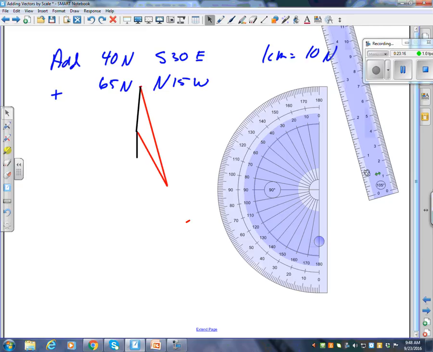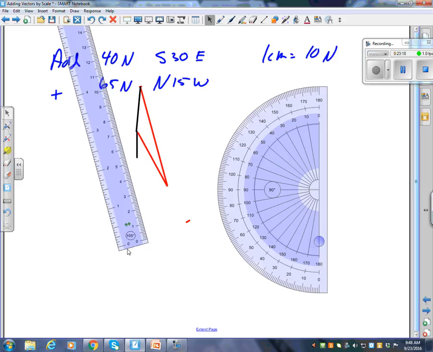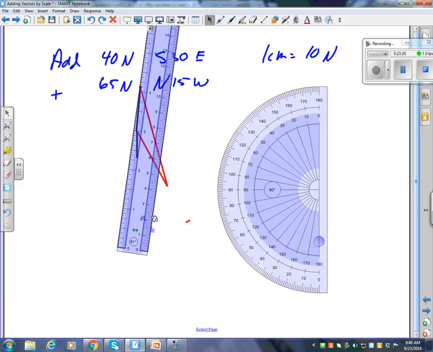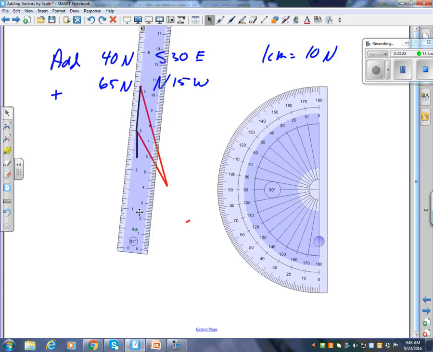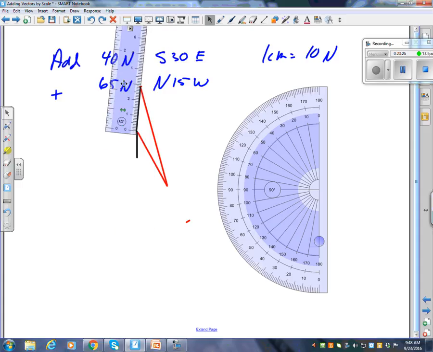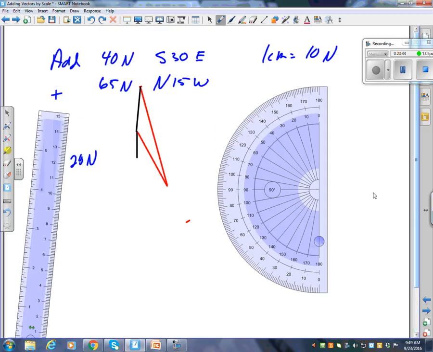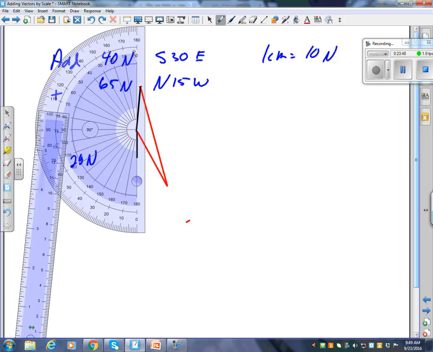Okay, and then measure. I get about 2.8. So we're going to be at 28 newtons. Again, plus or minus 3. 28 newtons. And my angle, rotate it around.